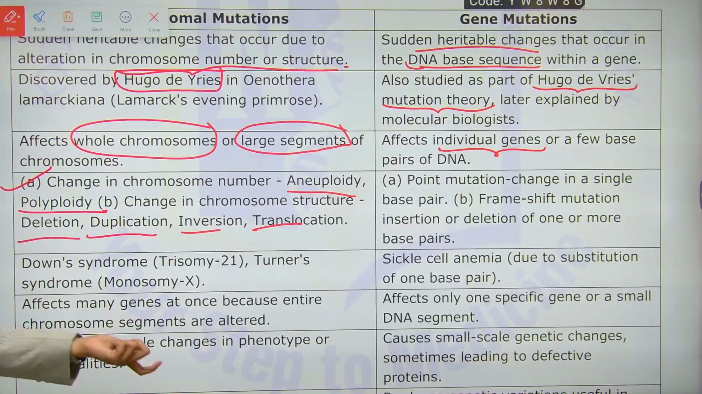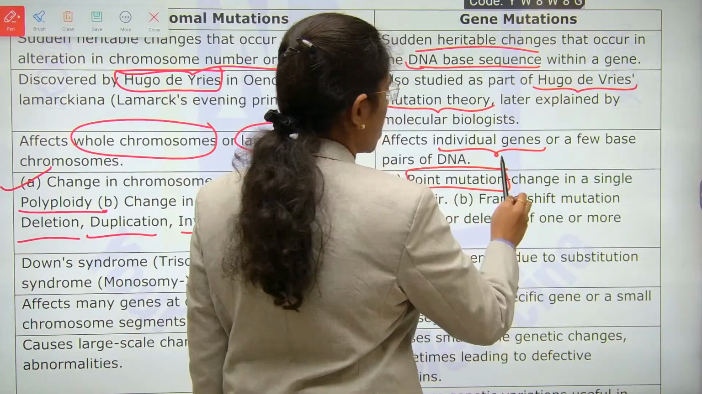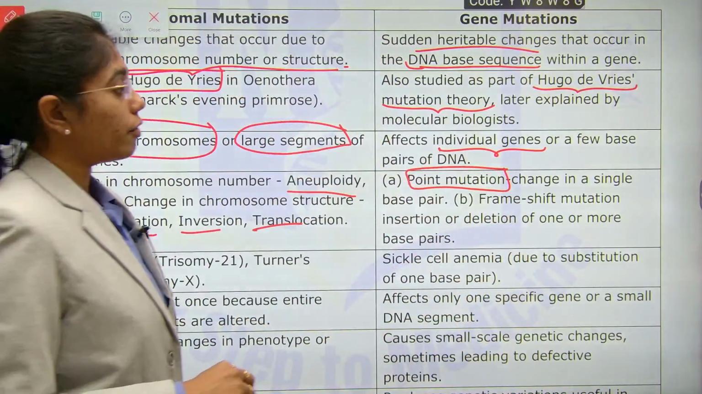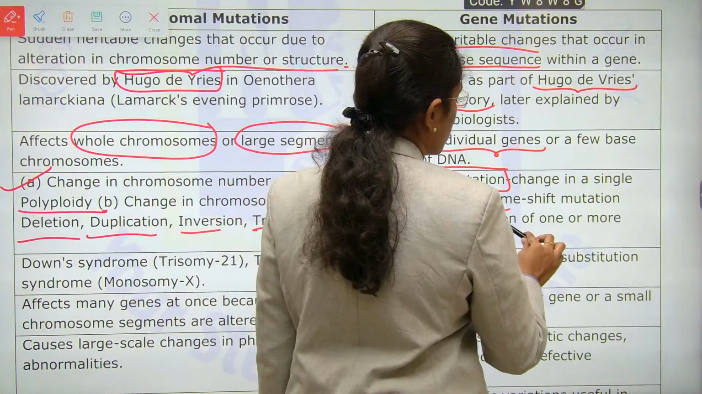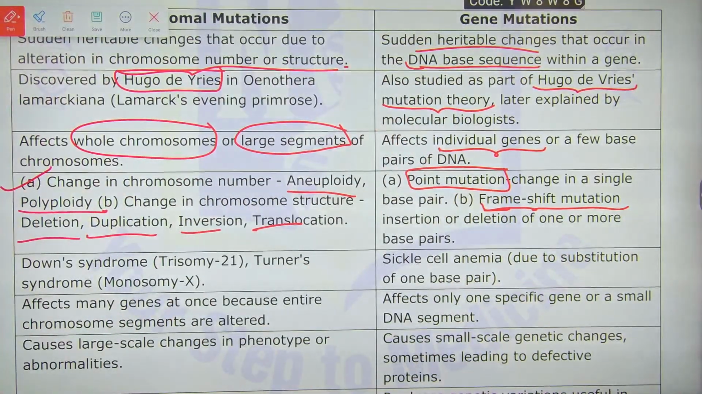Here you get gene mutations. Point mutation is a mutation where there is a change in a single base pair. Frame shift mutation is because of the insertion or deletion of one or more base pairs. What are the diseases that occur? Genetic disorders or chromosomal disorders that occur due to chromosomal mutations.